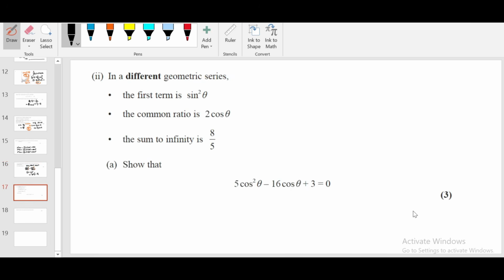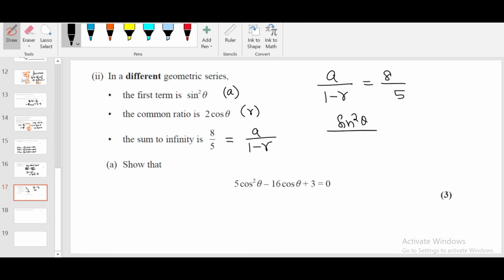In a different geometric series, so it has nothing to do with part A. The first term is sine squared theta, so A is sine squared theta. The common ratio is 2 cos theta. Sum to infinity. How do we find sum to infinity? A over 1 minus r. Okay, so you take A over 1 minus r is equal to 8 over 5. Replace A by sine squared theta, r by 2 cos theta, is equal to 8 over 5.